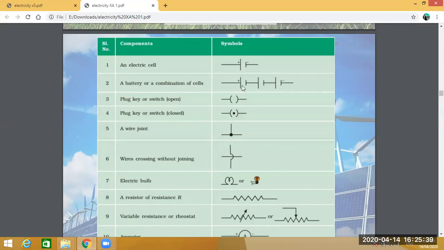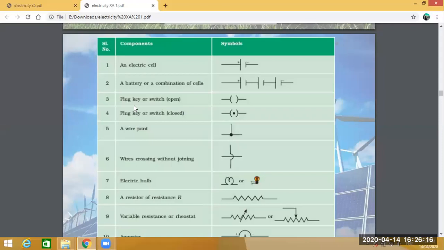So look at how to connect cells in series. The positive terminal of the first cell is here, and the negative terminal of the first cell is connected to the positive terminal of the second cell, and similarly the negative terminal of the second cell is connected to the positive terminal of the third cell, and so on. This is called series combination. In this case, if the potential of this cell is 1.5, then this combination will have 3 times the potential of this. That means 4.5 potential here.